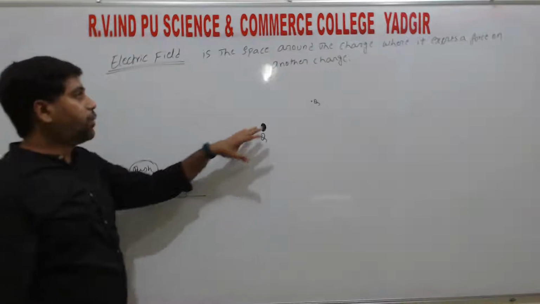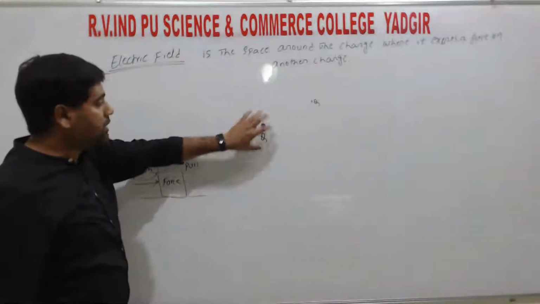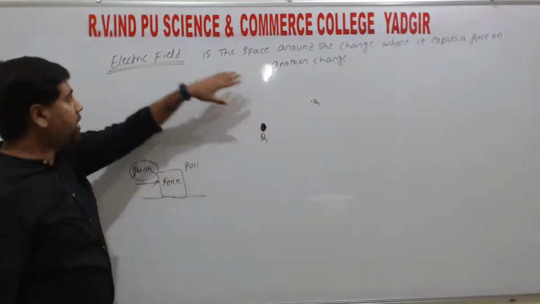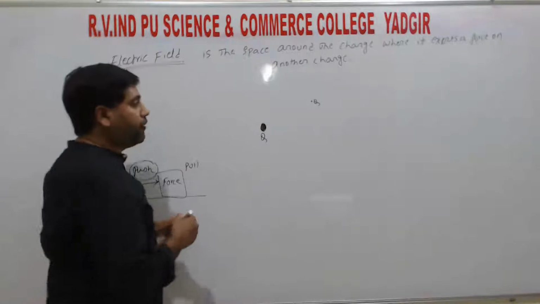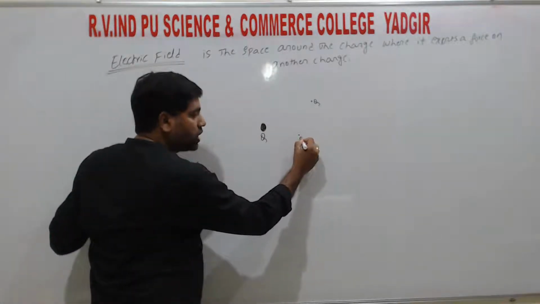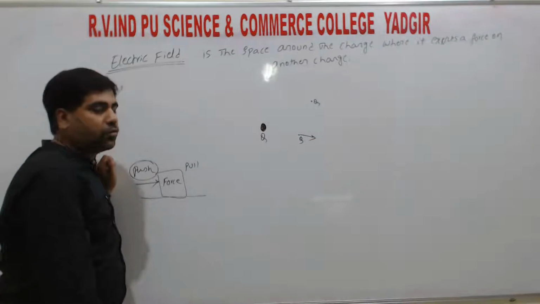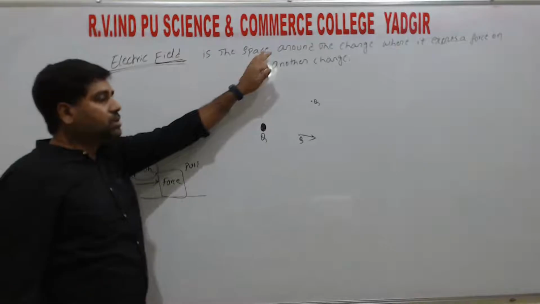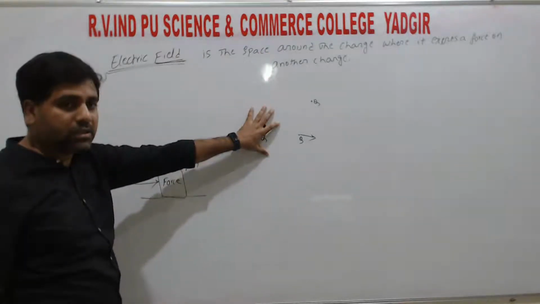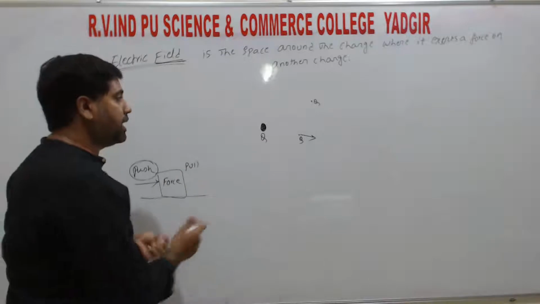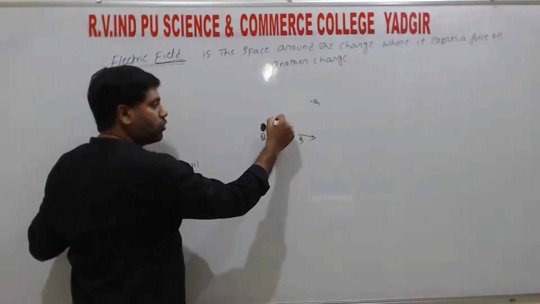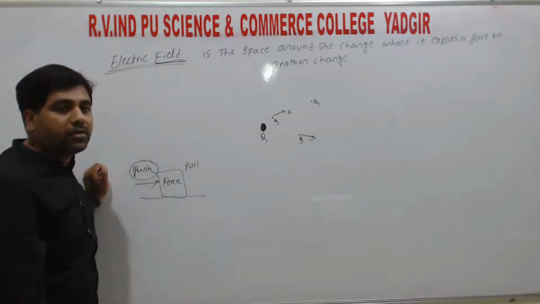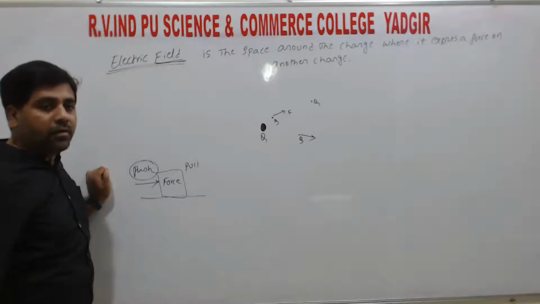Electric field is the space around the charge. Here we are considering this charge Q, and the surrounding of this charge is called the field. In this field, if you place any charge, then that charge experiences a force. That concept we call the field. The field is the space around the charge where it exerts a force. If you place any charge anywhere in this space, it exerts a force on that charge, and that concept we call the electric field.